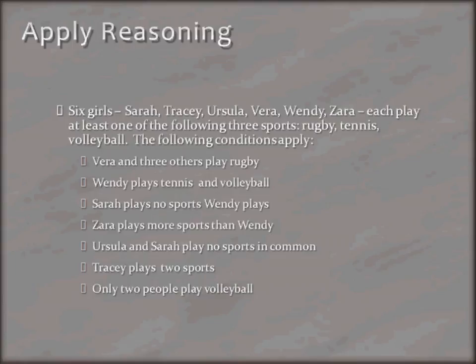Our puzzle gives us the information that 6 girls, Sarah, Tracy, Ursula, Vera, Wendy, and Zara, each play at least one of 3 sports: rugby, tennis, and volleyball. We're then given a number of conditions, the bulleted list below. Take a moment to read through this list. As you read through this list, see if there are any statements that you can translate into formal logic in order to better understand the puzzle.